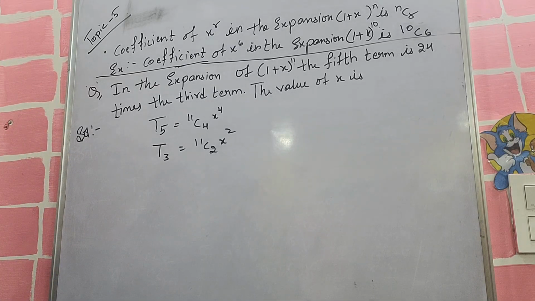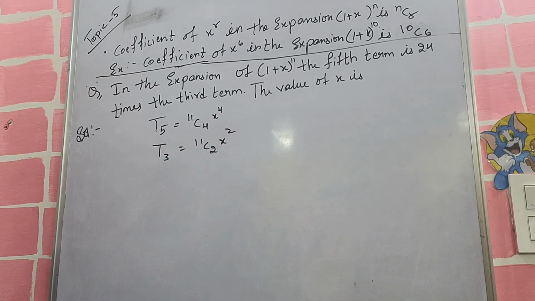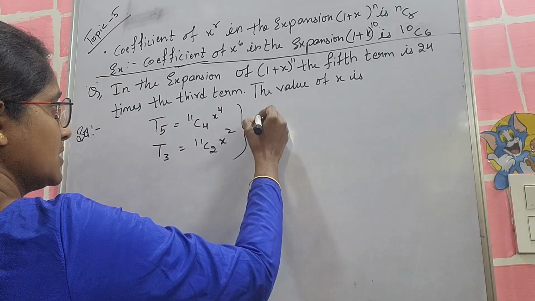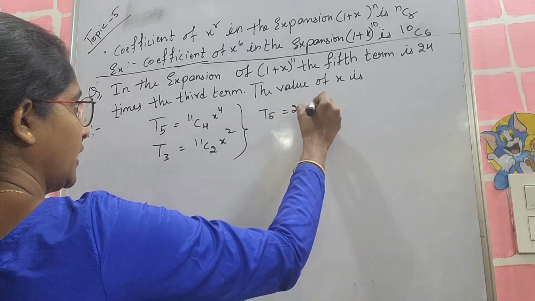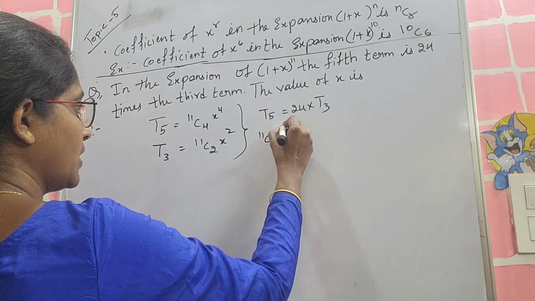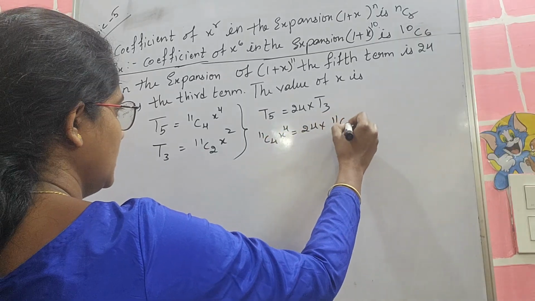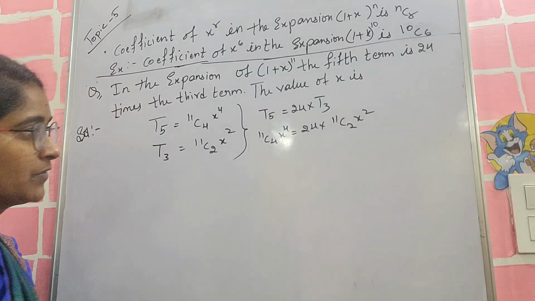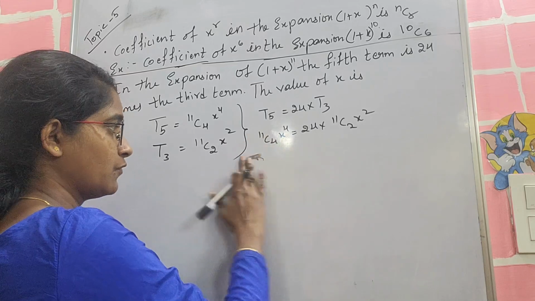Okay, x power of 2, whatever the r we have, that is over the power. Okay, now what is given in the question? It is the fifth term. So the fifth term is 24 times the third term. So 11C4 x power of 4 is equal to 24 into 11C2 x power of 2.